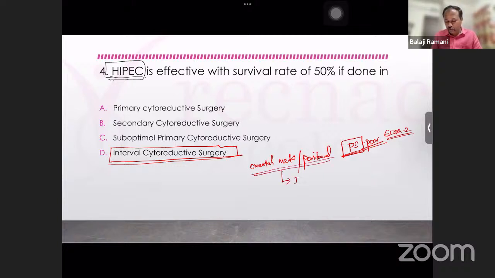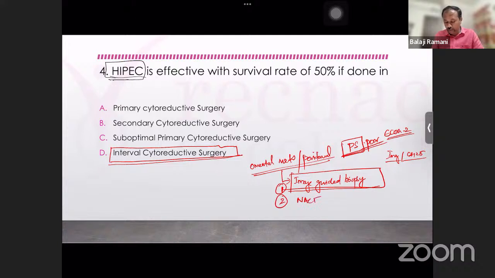Usual thing you will do is something called an image guided biopsy. That will be the first step here. So once you have done your initial imaging workup, you have done your CA125, all this you have done, the staging workup and everything is done, then you go for an image guided biopsy to establish the diagnosis. And once that is done, then you go for neoadjuvant chemotherapy.